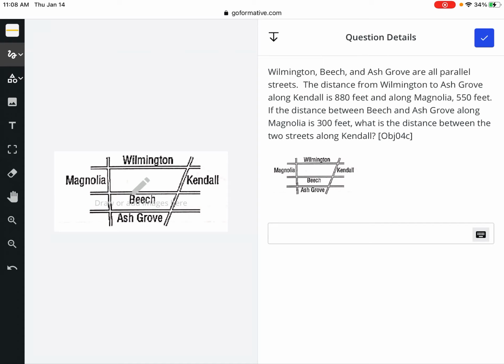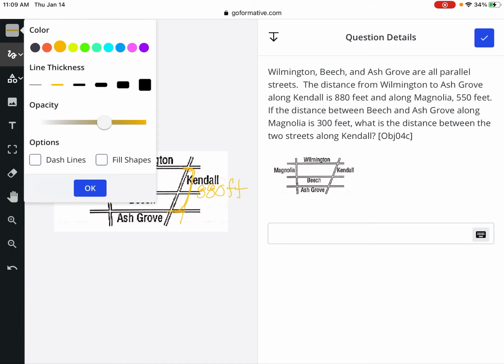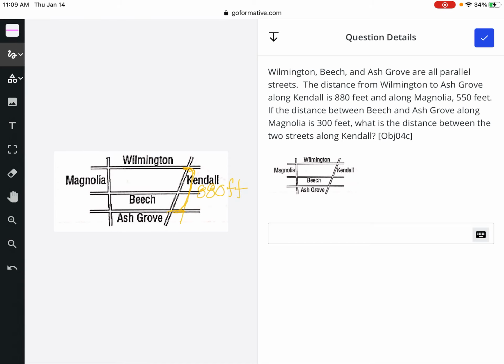Last one, Wilmington, Beach, Ash Grove are all parallel streets. Distance from Wilmington to Ash Grove along Kendall is 880 feet. It says the distance along Magnolia is 550 feet.